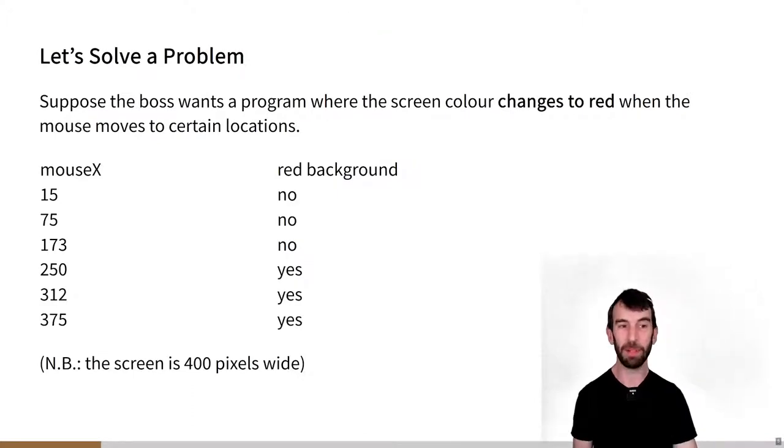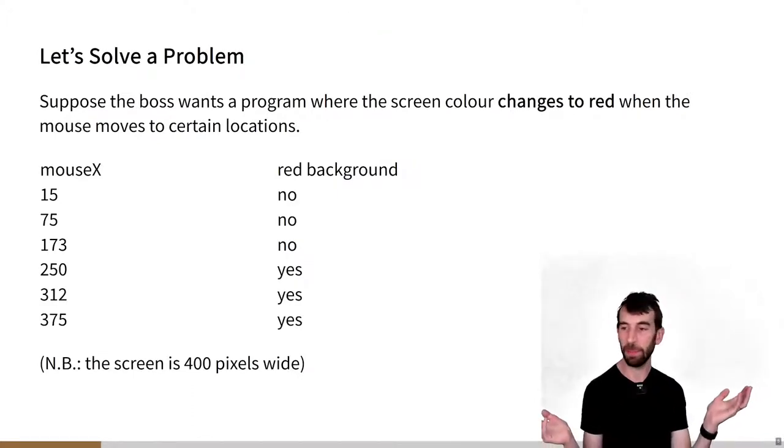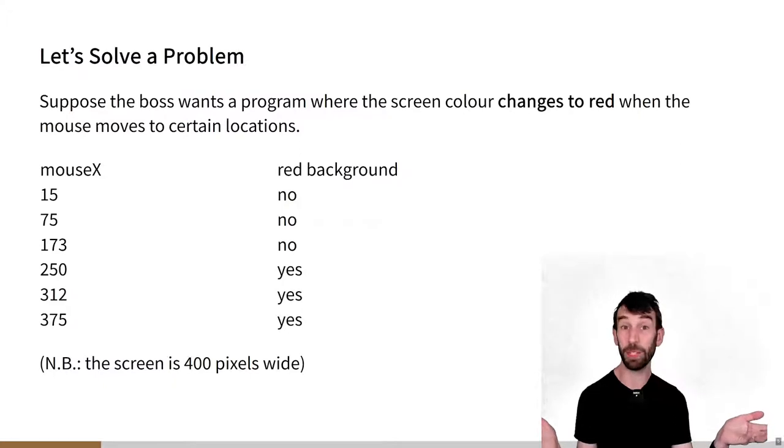Let's do a machine learning problem. Let's solve a problem. So suppose that the boss wants a program where the screen color changes to red when the mouse moves to certain locations. And the boss is not going to make this easy. The boss is just going to give you a list of examples of what background we should have in our program and where the mouse is going to be.